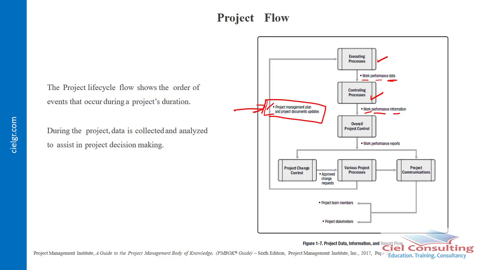And then of course this will now enable us to determine the overall control we're going to implement, and then ultimately report with regards to the project status and send it to the relevant stakeholders. So this report can either trigger what we refer to as project change control.